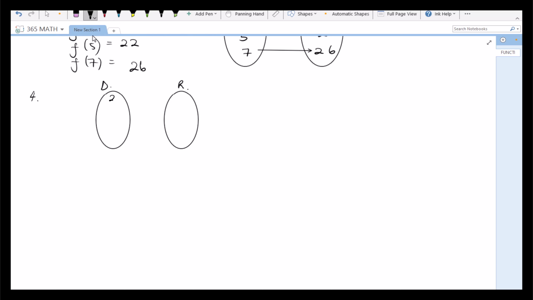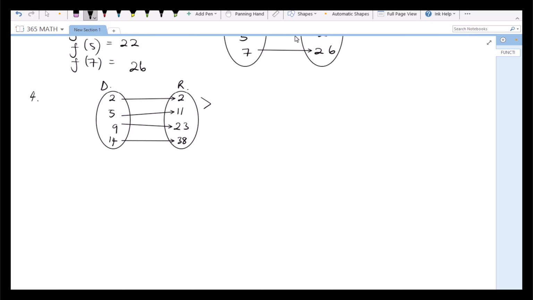We have 2, 5, 9, and 14 in the domain, and in the range we have 2, 11, 23, and 38. And it is mapped as follows. Now we want to find the function for this mapping diagram. Now I want to see what the differences are.